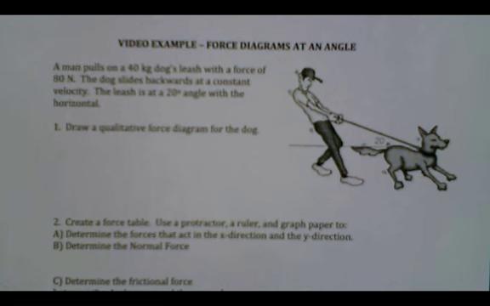Please follow along on your handout as we do this problem together. A man pulls on a 40-kilogram dog's leash with a force of 80 newtons. The dog slides backwards at a constant velocity. The leash is at a 20-degree angle with the horizontal.